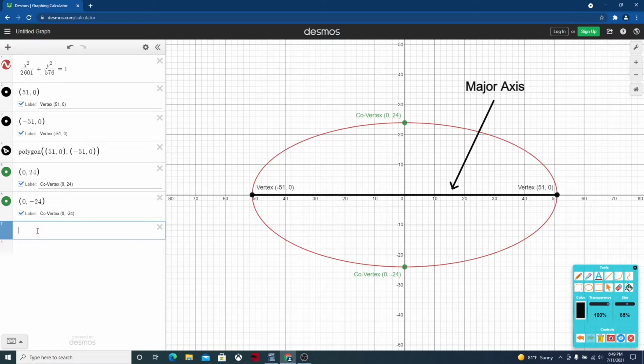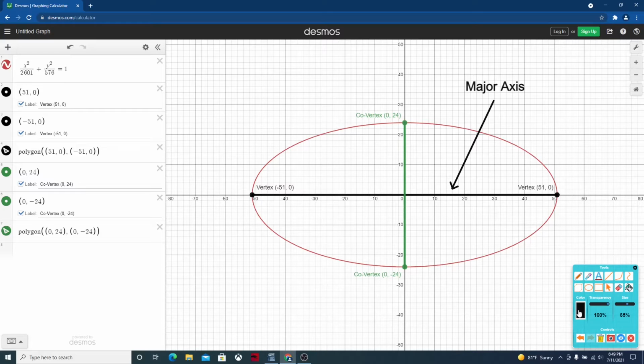And we're going to make another polygon. And this time, the polygon is going to have those endpoints in the polygon. So the first one is going to be 0, 24. And the other one will be 0, -24. Okay, and we're going to change the color to green to match the endpoints. And we're going to increase the size of the line to 6. Okay, now that is the minor axis of the ellipse. The co-vertices are the endpoints of the minor axis.